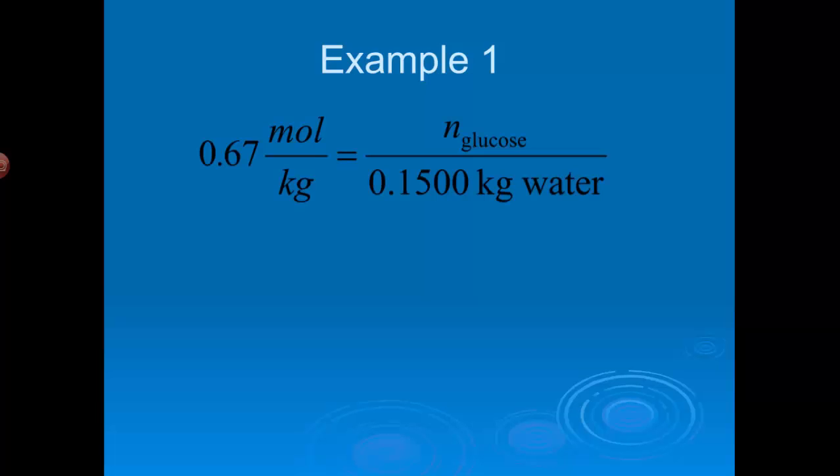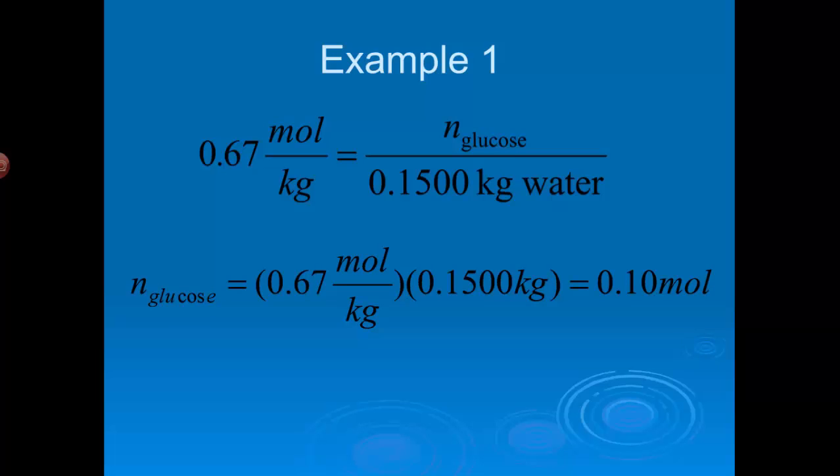But because we don't have a kilogram, we have 150 grams of water that we've dissolved this stuff into. That's 0.1500 kilograms. So molality is the number of moles of solute divided by the number of kilograms of solvent. In this case, we're going to try to figure out how many moles of glucose we have here. Okay? We have 0.1500 kilograms of water, 150 grams. All right, so we're going to solve for n. n is 0.67, which is the molality, times the mass of solvent. And that gives us 0.10 moles.